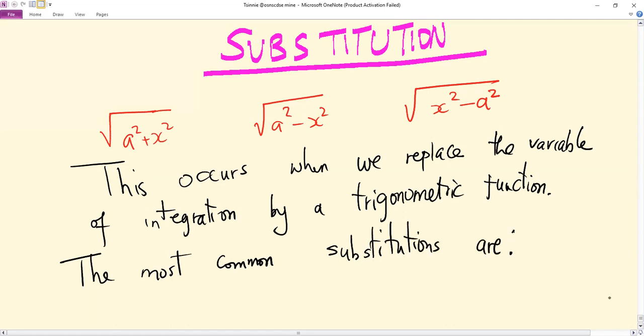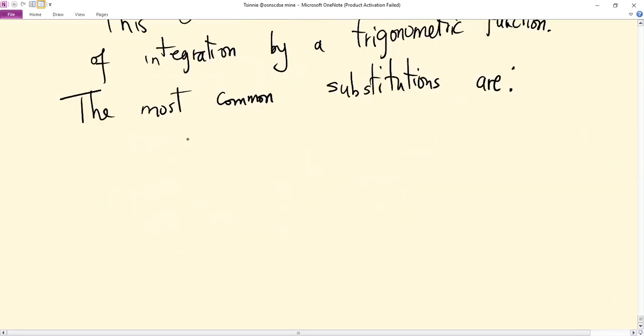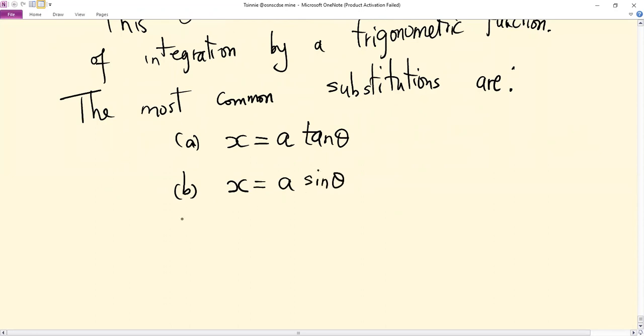there are three. The first one is x equals a tan theta. The second one, we have x equals a sine theta. And the third substitution is x equals a sec theta. These are the three trigonometric substitutions that we use, and you will know which case to use according to the structure of the integrand.